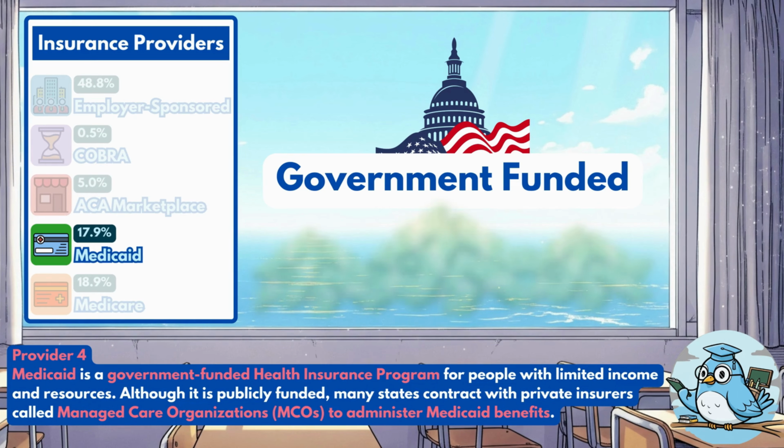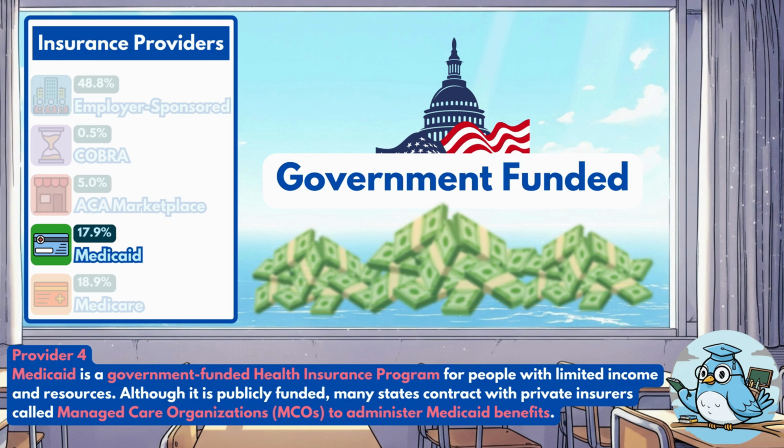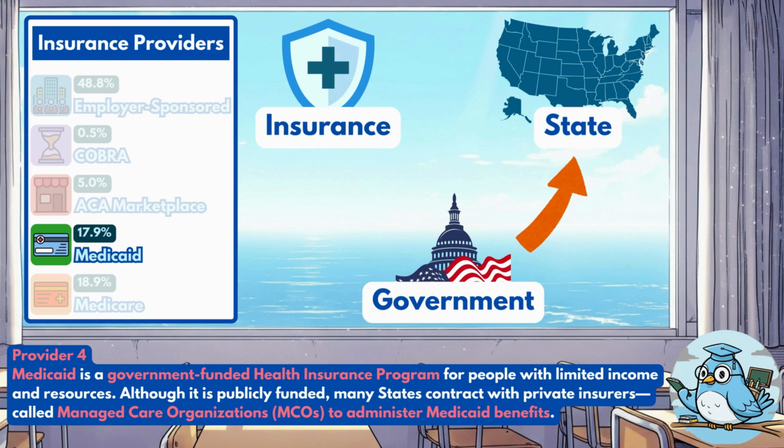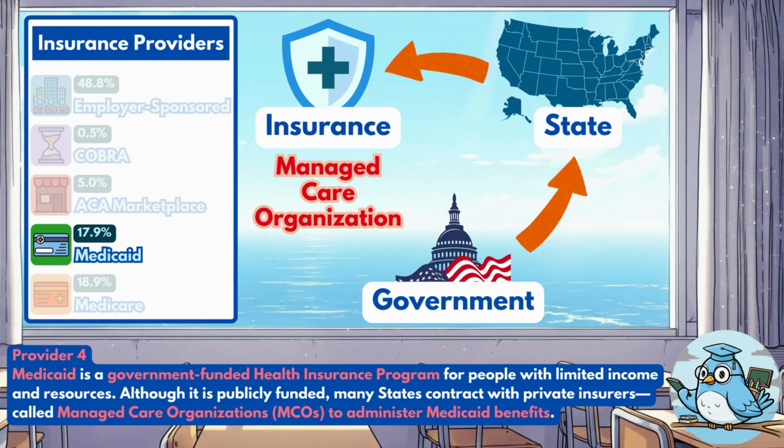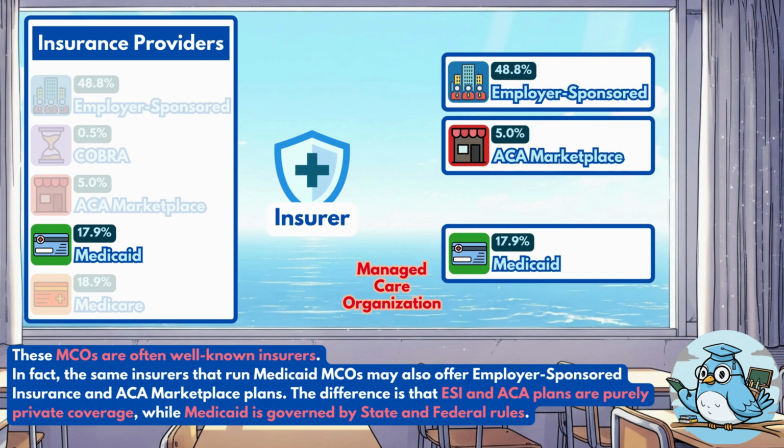Provider 4. Medicaid is a government-funded health insurance program for people with limited income and resources. Although it is publicly funded, many states contract with private insurers called Managed Care Organizations, MCOs, to administer Medicaid benefits. These MCOs are often well-known insurers.